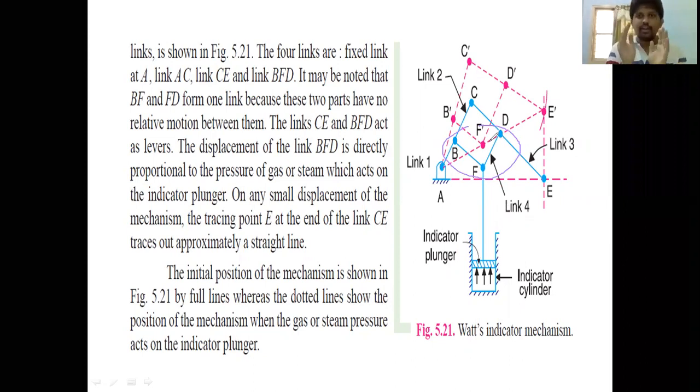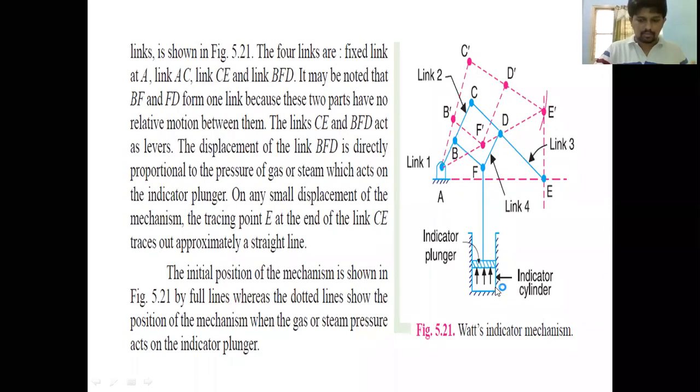I think you can feel, right? B and D are moving apart from each other, so obviously the piston will move upwards. Thereby you will have some pressure there. That means the displacement the BFD link has is directly proportional to the pressure applied on the cylinder, right? This is what our indicator diagram is.